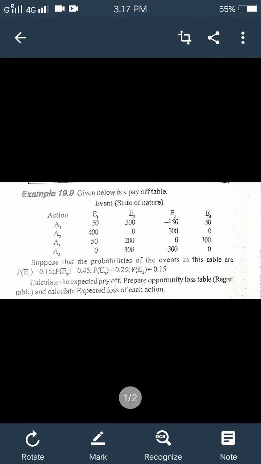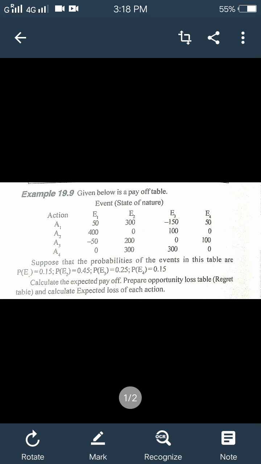Hello students, in this class we will discuss how we can calculate expected opportunity loss with the help of one example. We have different states E1, E2, E3 and E4 and different actions A1, A2, A3 and A4, and payoffs for the combination of these actions and events are given. The probabilities of the events are P(E1) 0.15, P(E2) 0.45, P(E3) 0.25, and P(E4) 0.15.